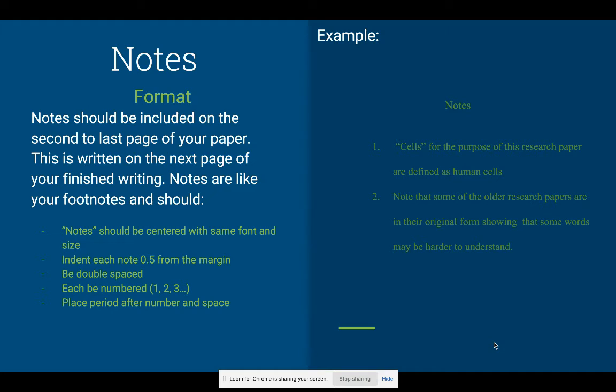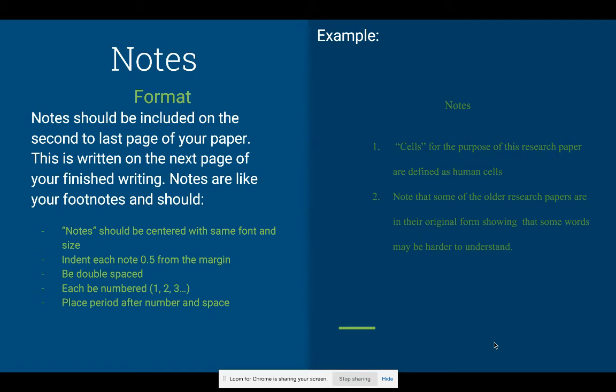Notes format. Notes should be included on the second to last page of your paper. This is written on the next page after your finished writing. Notes are like your footnotes. The heading should be centered, with the same font and size. Indent each note 0.5 inch from the margin. They should be double-spaced. Each should be numbered 1, 2, 3, followed by a period, after a number and space. This could be seen on the right again.